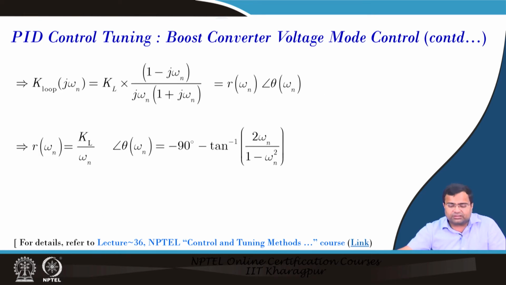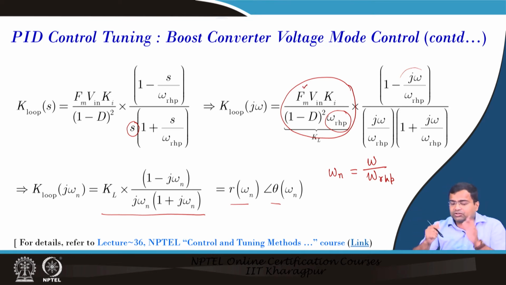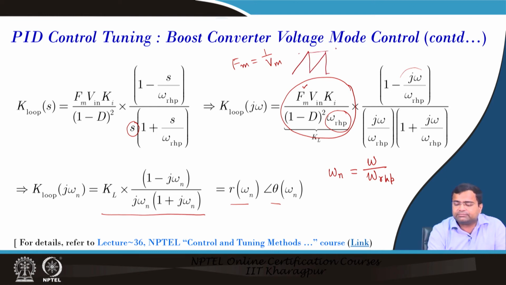What are these? In the loop transfer function, r is nothing but KL by omega n. What is KL? This is the term we have taken as KL, that means KL equals FM, which is the modulator gain of the voltage mode control, that means the sawtooth. What is FM? We know FM equals 1 by Vm, and what is Vm? It is nothing but the sawtooth voltage peak value. Then we know this is the input voltage, Ki that we need to find, we have not yet designed, and D is the duty ratio. We know omega RHP0 is also known, because it is a function of resistance, duty ratio and the inductor.